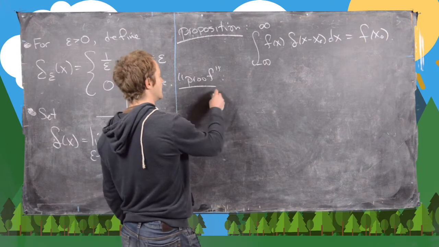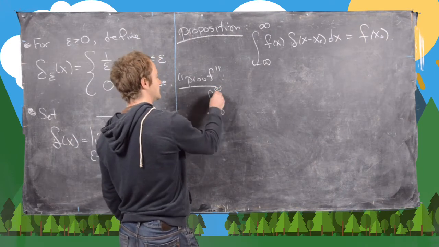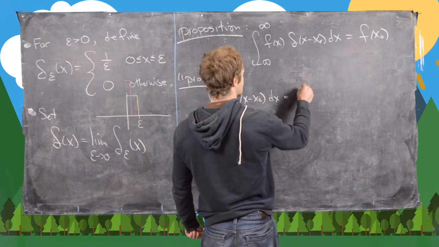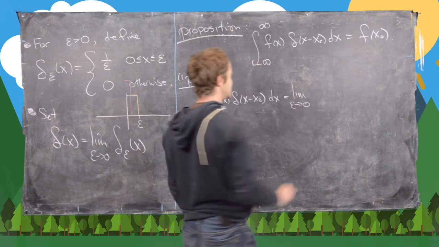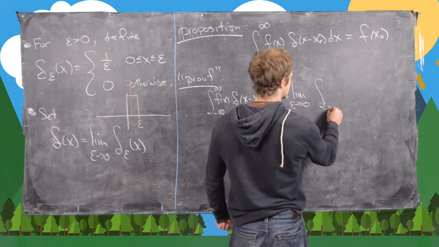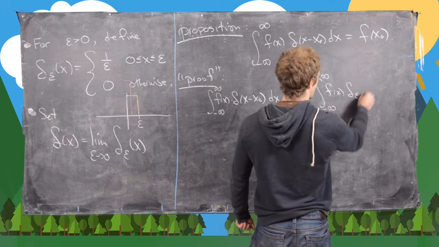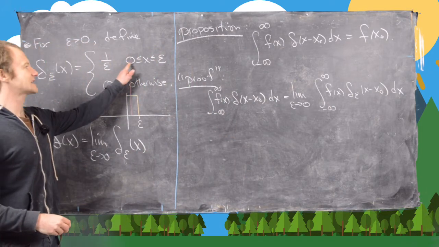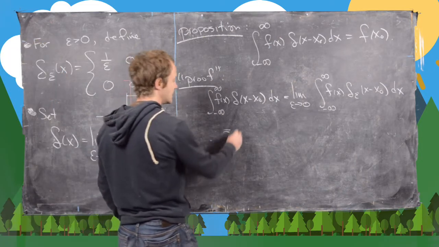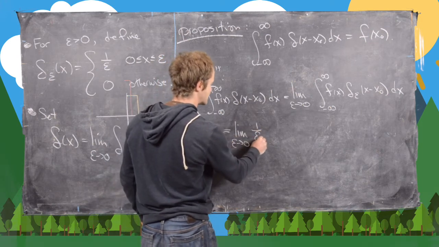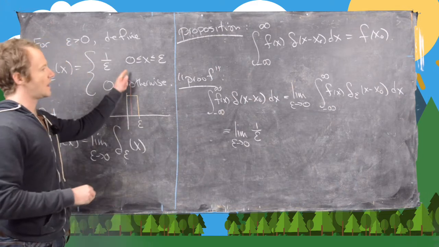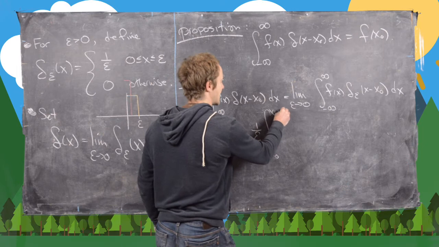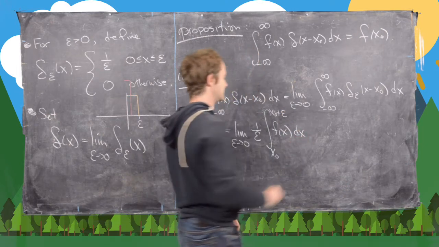Great. So what we'll do is the following. Notice that we can take this entire integral from negative infinity to infinity of f of x delta of x minus x naught dx and write it as the limit as epsilon goes to 0 of this same thing: the integral from minus infinity to infinity of f of x delta epsilon of x minus x naught dx. Great. And now this thing shifted over is just going to change this to x naught plus epsilon. And now we can write this as the limit as epsilon goes to 0 of 1 over epsilon, since that's the value of delta epsilon on the interval from x naught to x naught plus epsilon, times the integral from x naught to x naught plus epsilon of f of x dx. Okay, great.